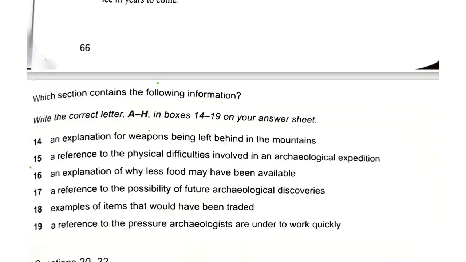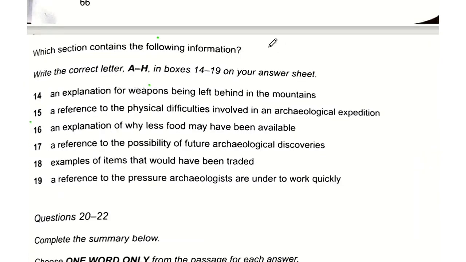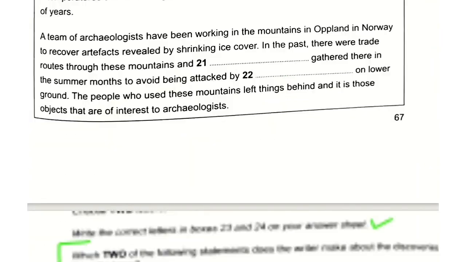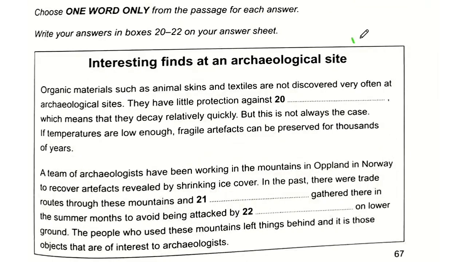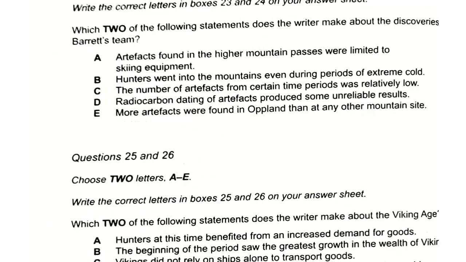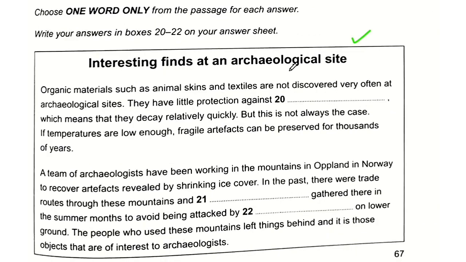Next, we'll be looking at the question types. First is matching information. It is not in order. Fill in the blanks. Fill in the blanks is in order. Then we have MCQ questions. These questions are also in order. So first we'll be reading the first question of the fill in the blanks.